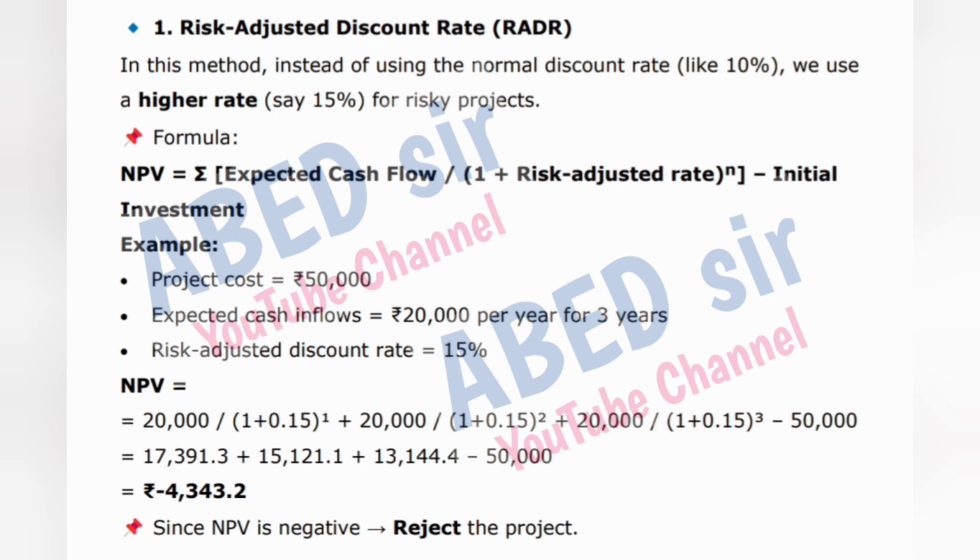Risk-adjusted discount rate is equal to 15%. NPV is equal to negative 4,343.2 rupees. Since NPV is negative, reject the project.